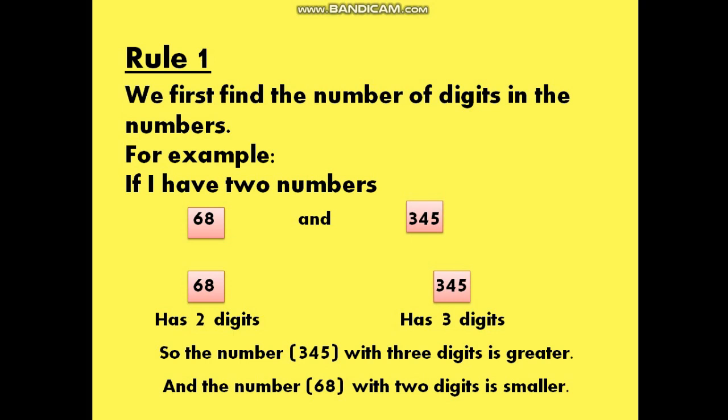For example, the numbers given here. The first number is 68. 68 is a two-digit number. The second number is 345. It is a three-digit number. That means which one is more? 345, because it is a three-digit number. That means it is under hundreds, whereas 68, which is a two-digit number, is under tens and ones.